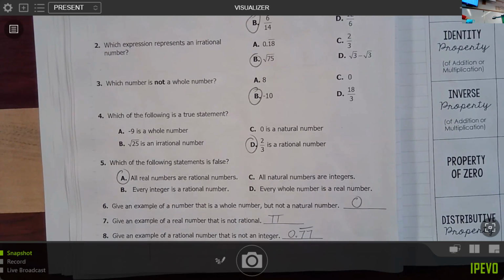Remember that I haven't gotten attendance in yet. I'm going to get that in here quick. Let's see.